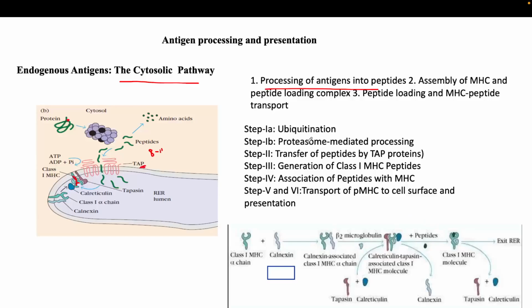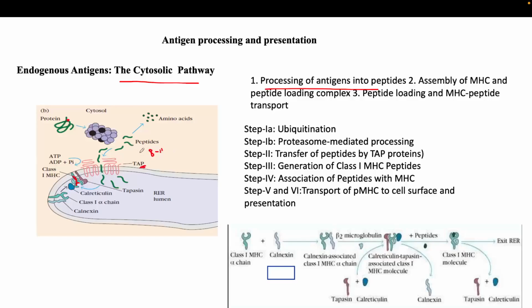First is the ubiquitination of this protein. Okay, and for ubiquitination, the ubiquitin tag will be added here, and this will work as a signal for the protein to move to the proteasome mediated machinery. Okay, so inside the proteasome, when this protein passes through this machinery, it will be chopped into small peptide pieces, which are around 8 to 11 amino acids in length.